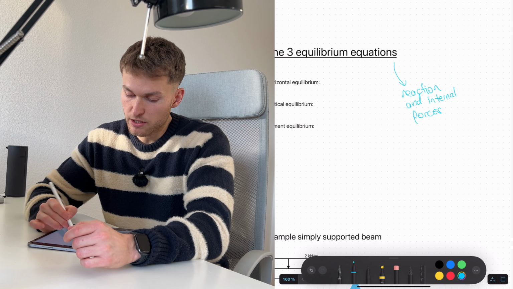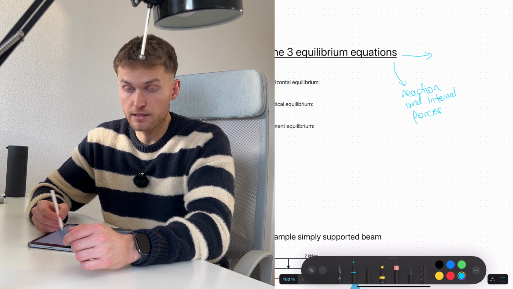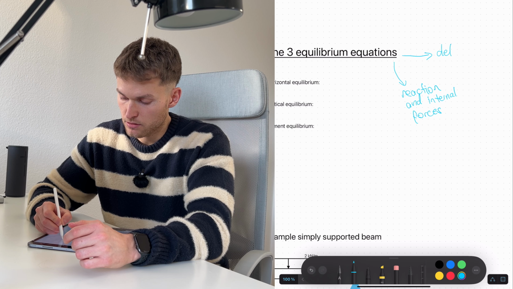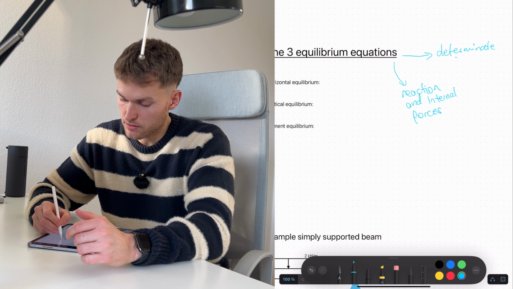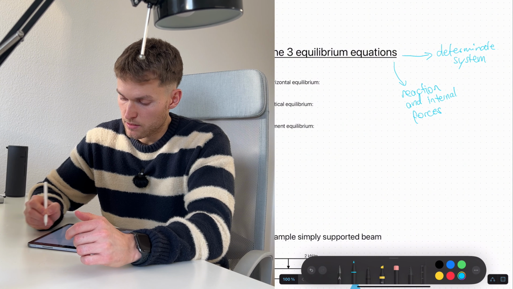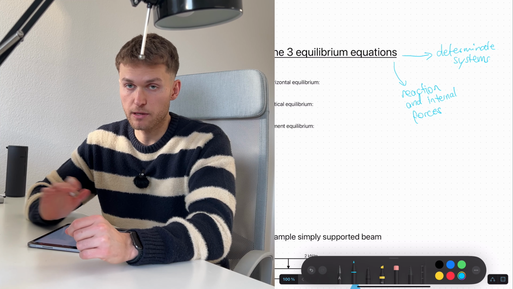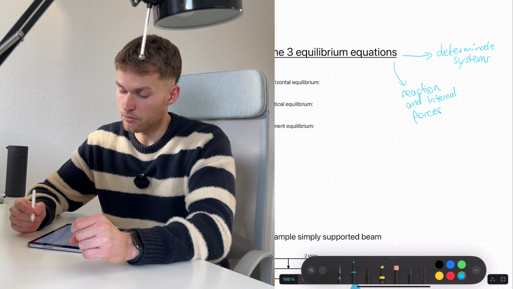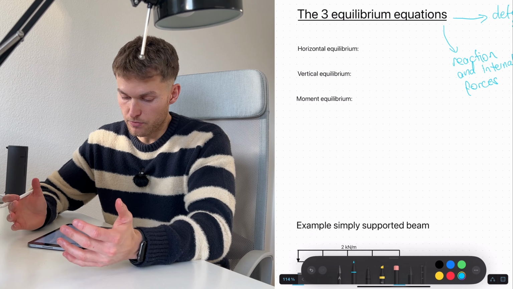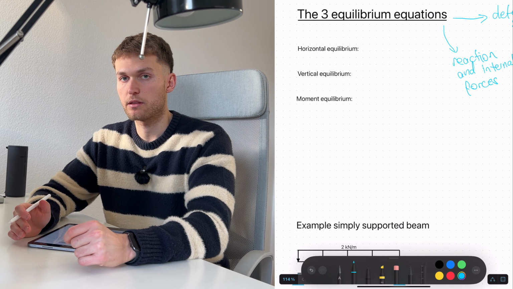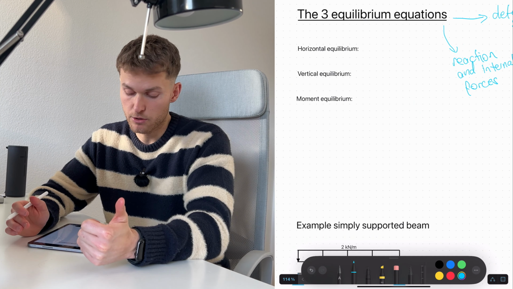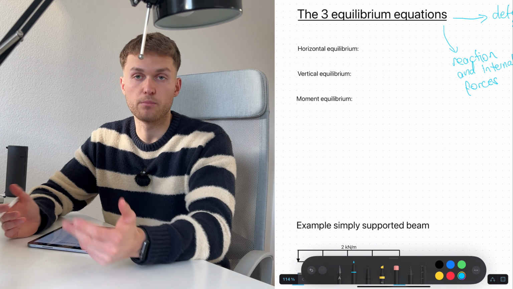But we can only use them for statically determinate structures and systems. I'll leave a link to an article where I explain the difference between statically determinate and indeterminate structures. The 3 equilibrium equations consist of horizontal equilibrium, vertical equilibrium, and moment equilibrium.